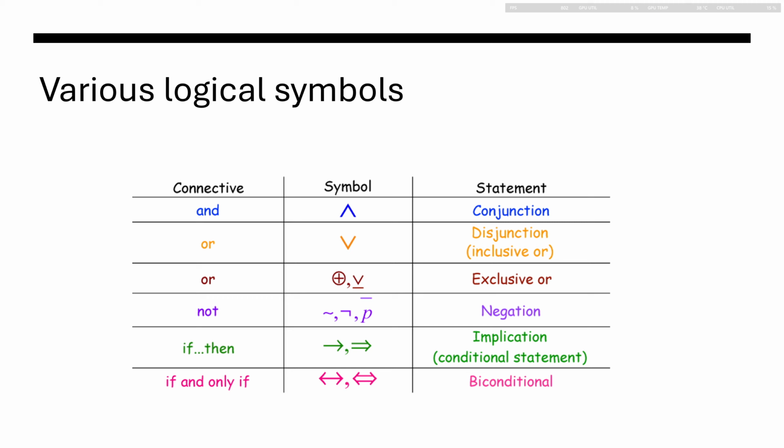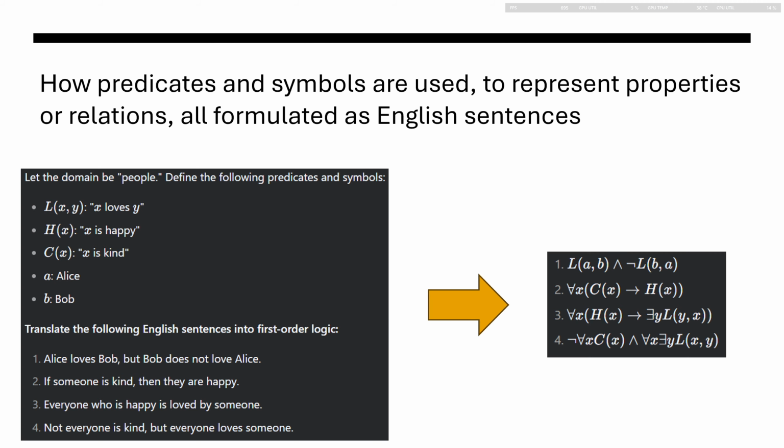So immediately you'll be learning about various logical symbols given in the table below, as you can see. You'll learn how predicates and symbols are used to represent properties or relations, all formulated as English sentences, which is quite interesting. You can pause the video and read below. And don't worry if you don't understand any of the symbols on the right. They do teach you that and you will be able to read that.